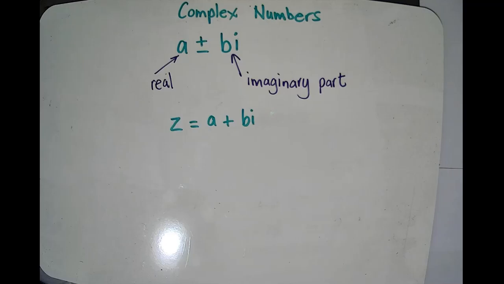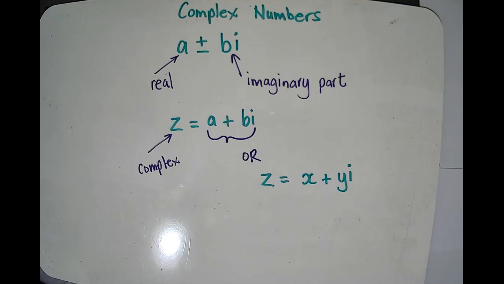So we can write it as Z is equal to A plus BI, which is the complex number. And the complex number is all of what A plus BI is. Or we can write it in this way: Z is equal to X plus YI. Calculate the square root of minus 9. We can separate it like this: square root of minus 1 times square root of 9 will be equal to the square root of minus 9.